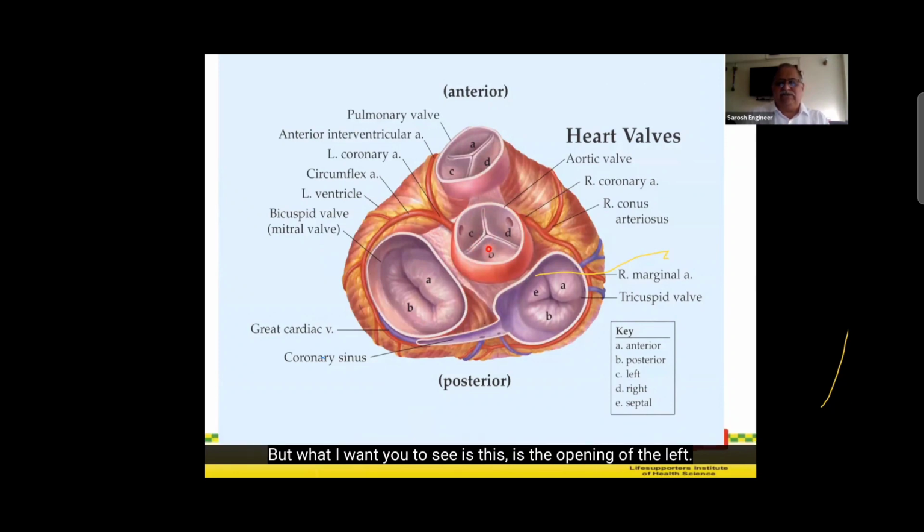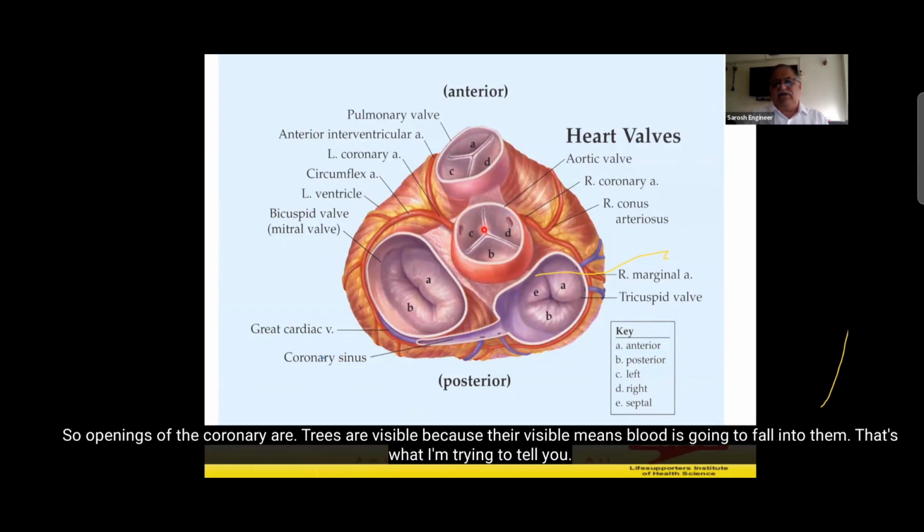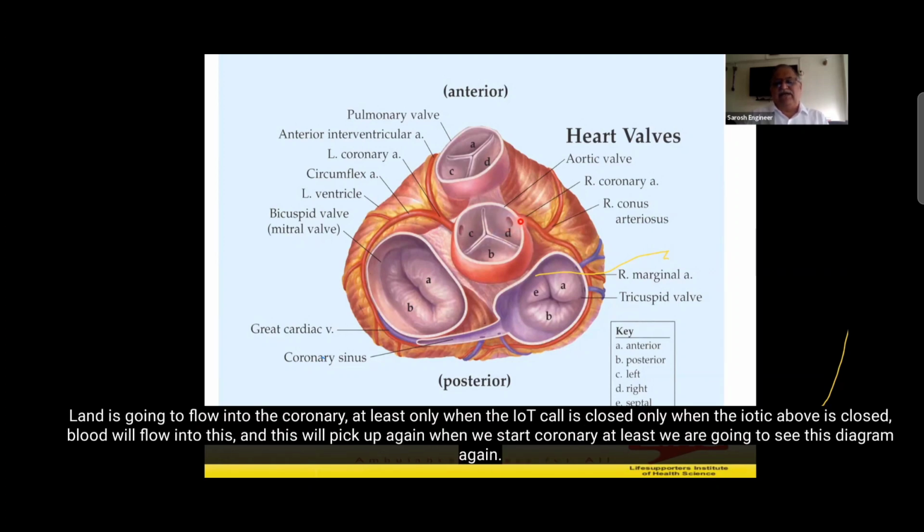But what I want you to see is this is the opening of the left coronary artery, and this is the opening of the right coronary artery. The openings of the coronary arteries are visible. Because they're visible means blood is going to flow into them. That's what I'm trying to tell you. Blood is going to flow into the coronary arteries only when the aortic valve is closed. Only when the aortic valve is closed, blood will flow into this. And this will pick up again when we start coronary arteries. We are going to see this diagram again.